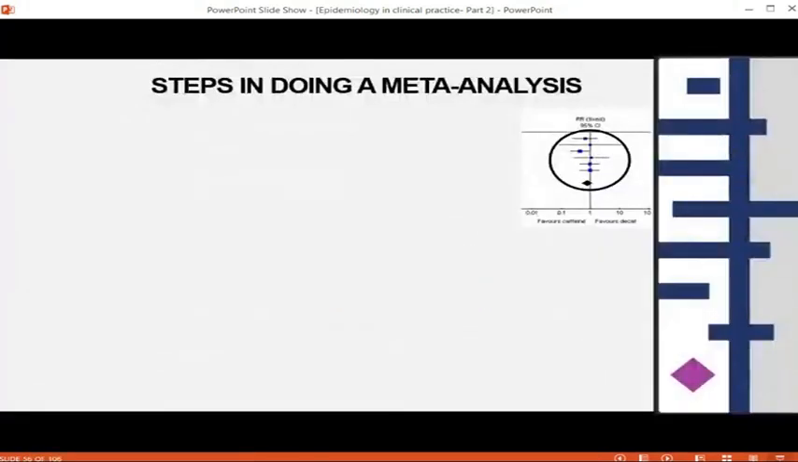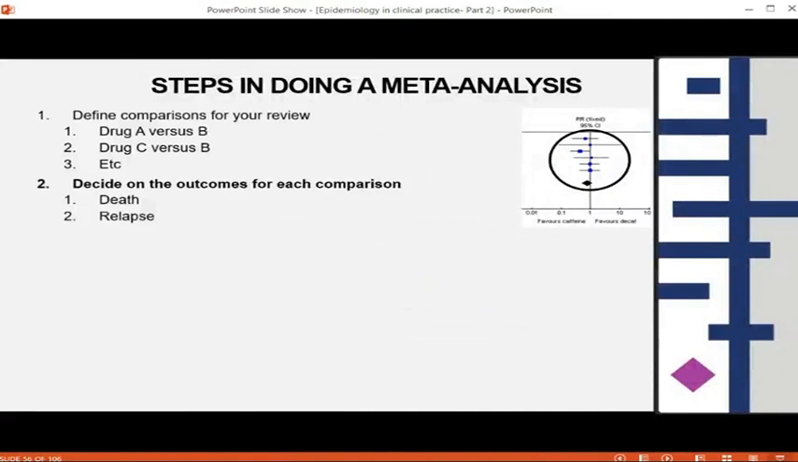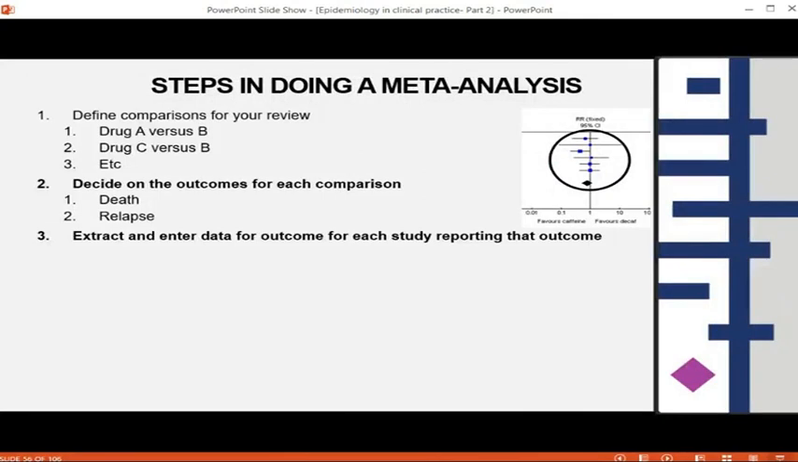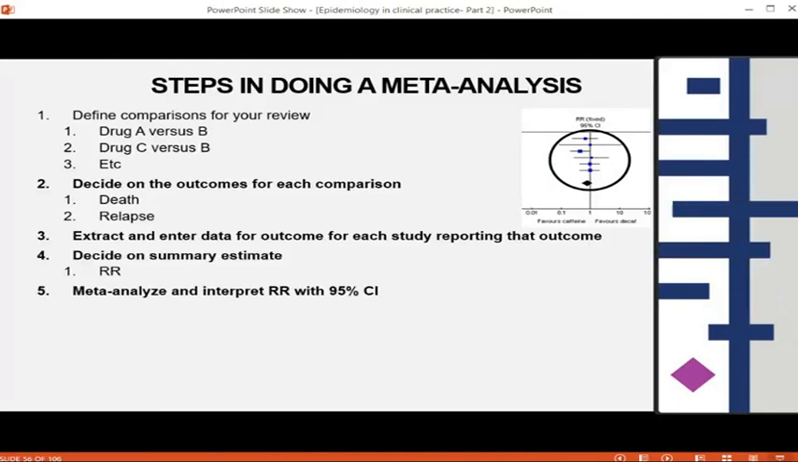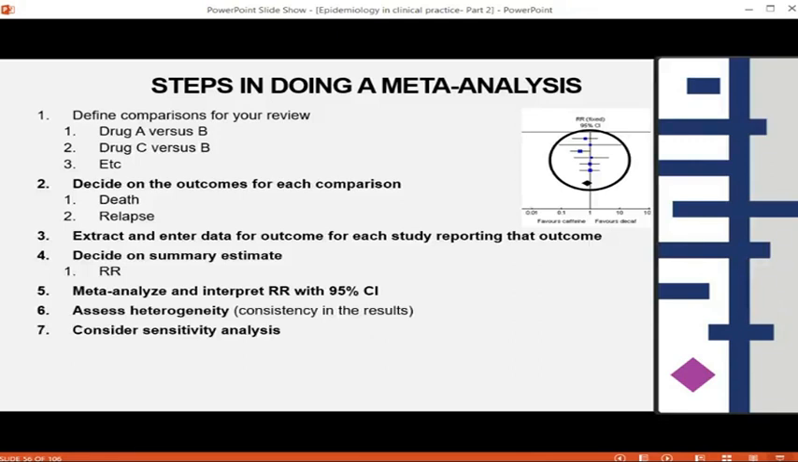Anyway, so in doing a meta-analysis, the steps are, you look at the comparisons. I've got drug A versus drug B, and I also want to compare drug C versus drug B, whatever. Then for each of those comparisons, you say, what are the outcomes I'm interested in? So here you can choose death, relapse. And for each of those outcomes, you extract the data from the studies which have reported the data for death, for example. And then you say, okay, I want to look at the relative risk of these studies, and the program will meta-analyze it and give you the pooled relative risk with confidence intervals. Then what you're supposed to do is see, are the results consistent across the studies, or is there inconsistency? And if there is inconsistency, can we explain it?